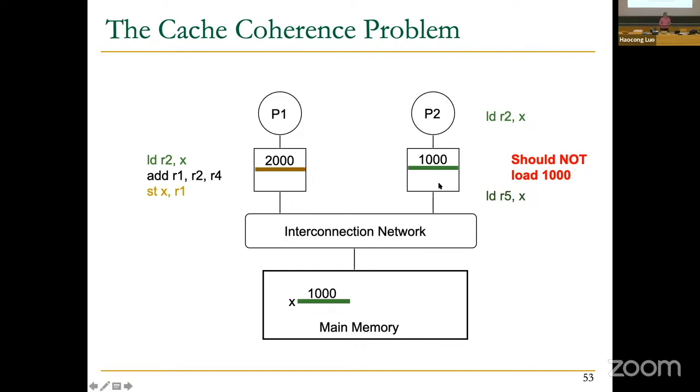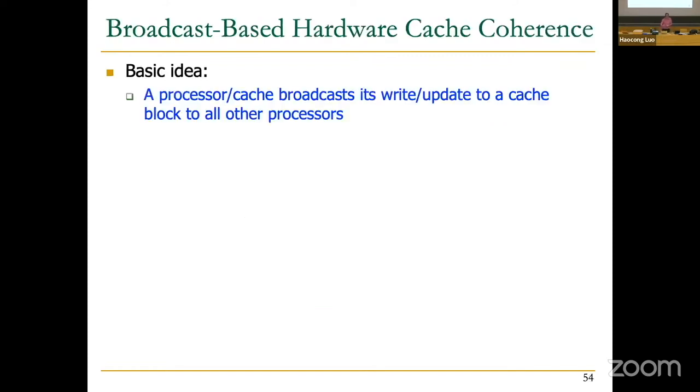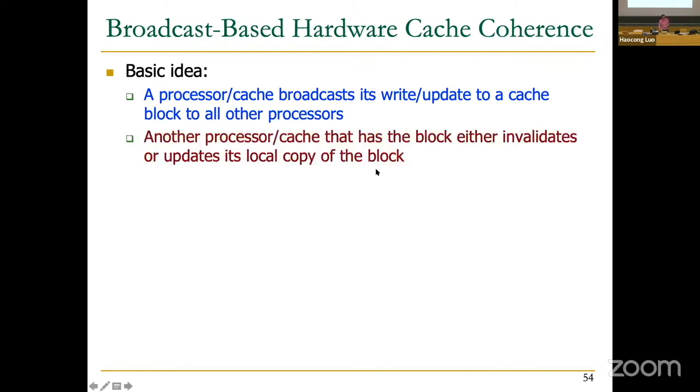That's one answer. The other answer is that while you're writing to the block, you also write to all of the other caches' blocks. Basically, you broadcast the fact that you're writing and also the data that you're writing: update your cache block because I'm writing to it. So that's the idea of a broadcast-based protocol. A processor or cache broadcasts its write or update to a cache block to all other processors. And another processor or cache that has the block either invalidates or updates its local copy of the block.